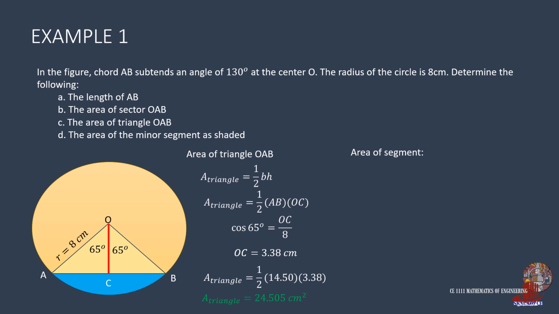Lastly, solve for the area of the segment as area of the sector less the area of the triangle. That is 72.61 minus 24.505, giving 48.105 square centimeters.